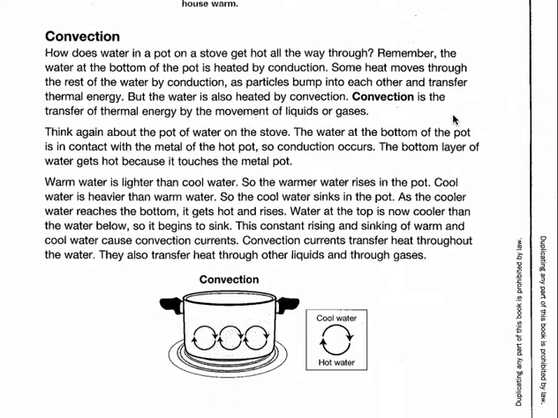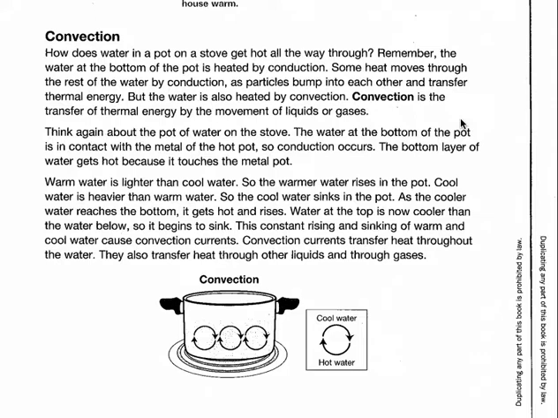Convection. How does water in a pot on a stove get hot all the way through? Remember, the water at the bottom of the pot is heated by conduction. Some heat moves through the rest of the water by conduction as particles bump into each other and transfer thermal energy. But the water is also heated by convection. Convection is the transfer of thermal energy by the movement of liquids or gases.